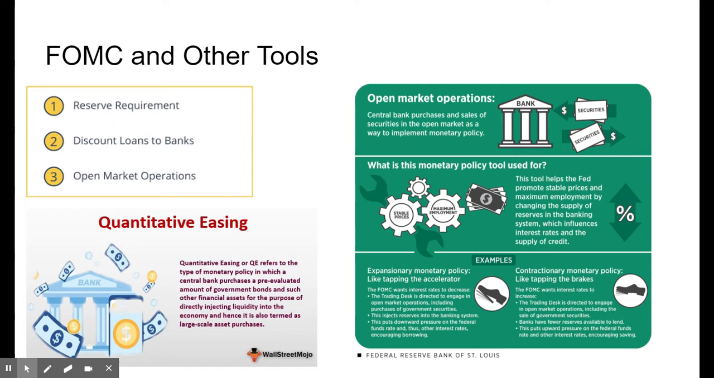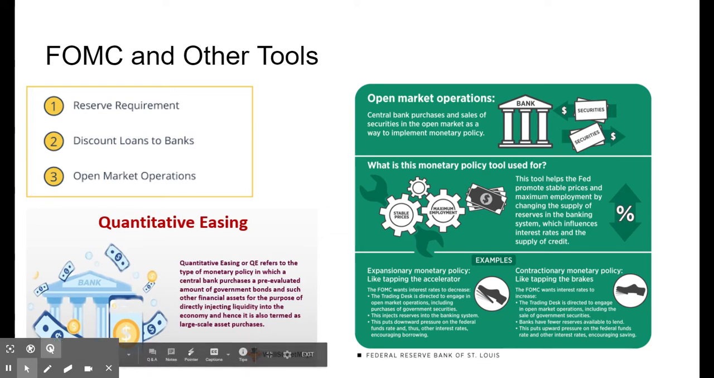Because if you lower the amount of cash they have to keep in their vaults, they're going to loan out more, and then people are going to borrow more, people are going to purchase more, and more people will have jobs. Then there's the discount loan to banks. And this may also be referred to as the discount window.